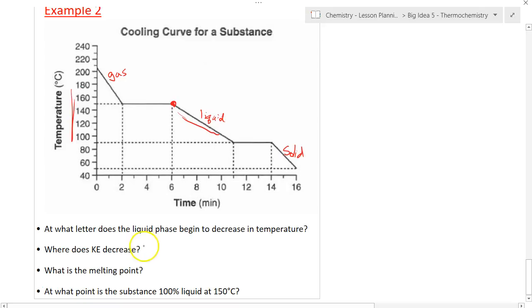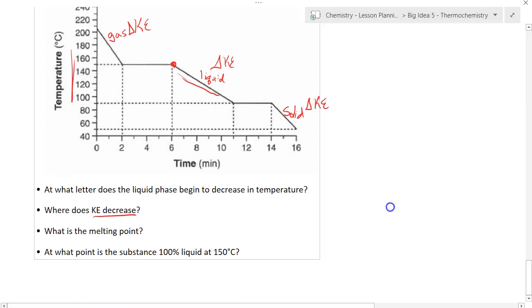Where does our kinetic energy decrease? Okay, so our delta KE means there's a change in kinetic energy. So we have to recognize whenever there's a change in kinetic energy. So whenever there's a change in temperature, there's a change in kinetic energy. So we're going to have a change in kinetic energy right here, then down here. So whenever there's a change in temperature, there's also a change in kinetic energy.